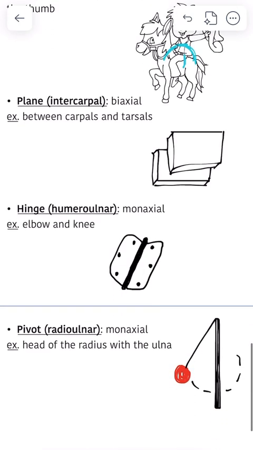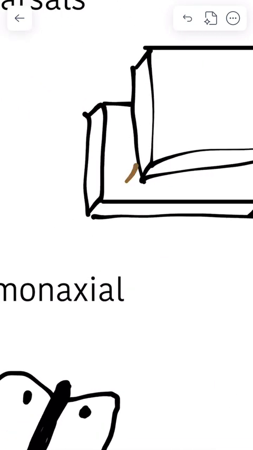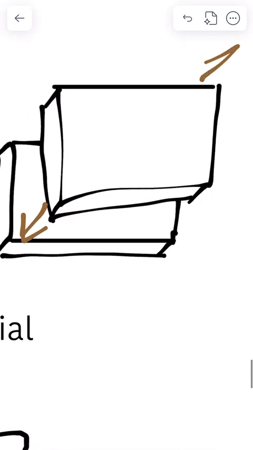The next one is plane, which is intercarpal, and it's biaxial. And it's between carpals and tarsals. So this one usually is, you can think of it as, 2 flat surfaces sliding back and forth on top of each other.